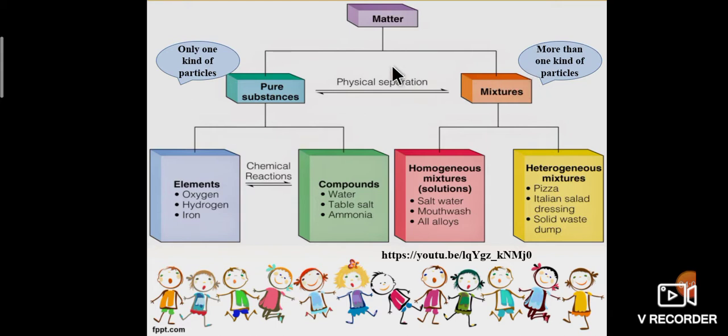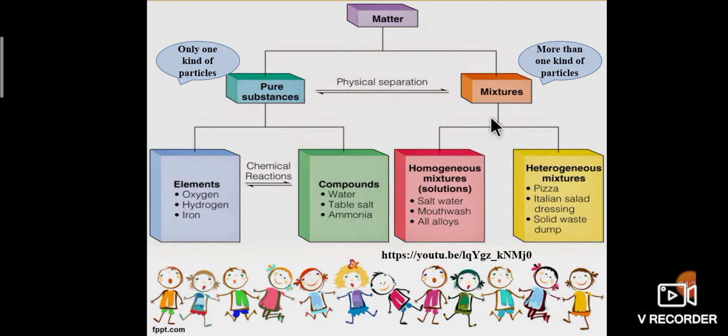Okay. Pure substances are further classified into elements and compounds. An element is made up of the same kind of atoms. Example, oxygen, hydrogen and iron. A compound is a substance formed by the chemical combination of 2 or more elements. Example, water, table salt and ammonia.